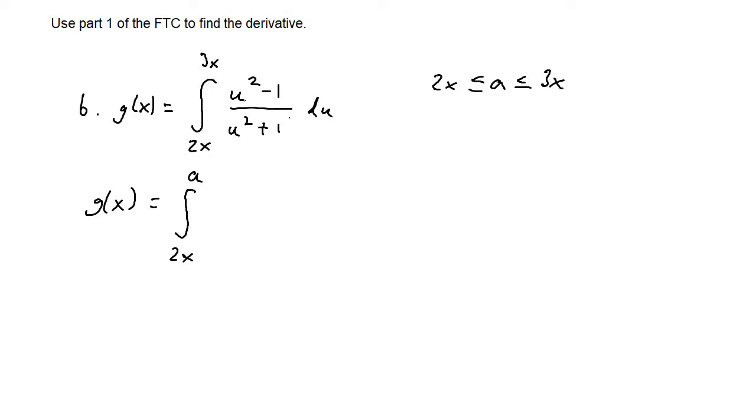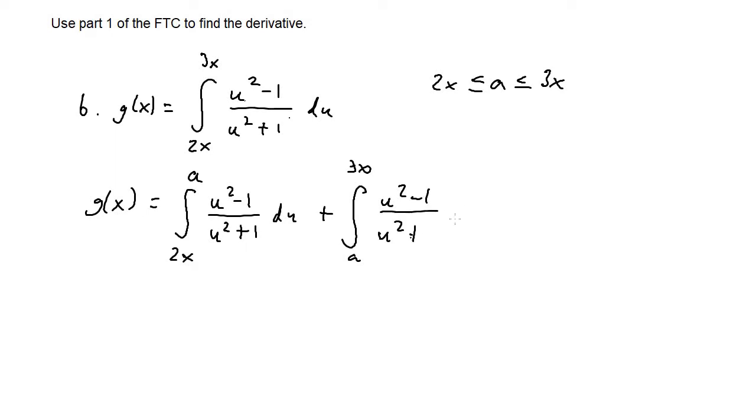And also remember that, similar to the previous problems, when we took the derivative of the integral, the constant didn't matter. The only thing we sub into the function is the variable itself, not the constant. So we have the integral from 2x to a of the same function (u squared minus 1)/(u squared plus 1) du, and then plus the second integral. And the second integral, this time the bottom bound is going to be a, and the top bound is going to be the top bound of the original integral, so 3x, of that same function, (u squared minus 1)/(u squared plus 1) du.